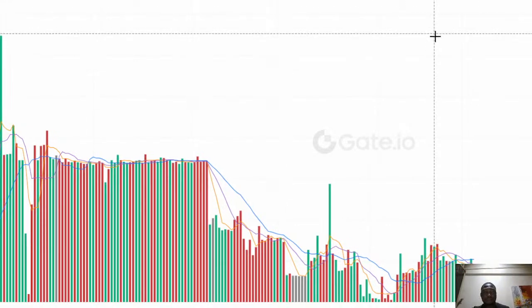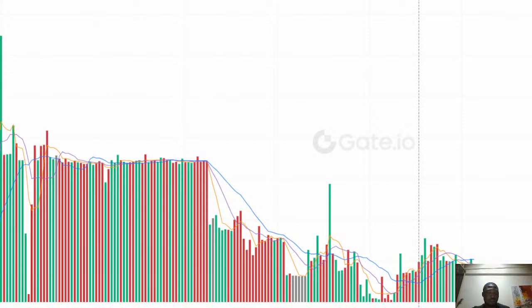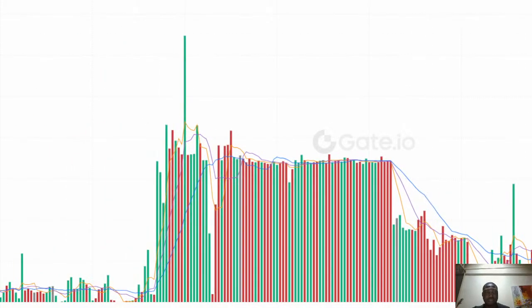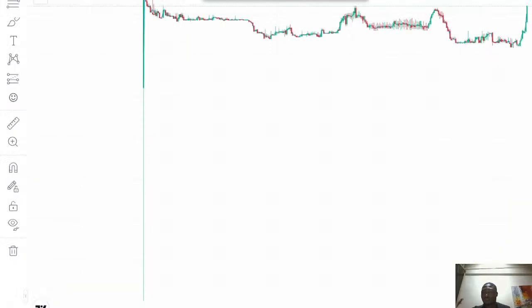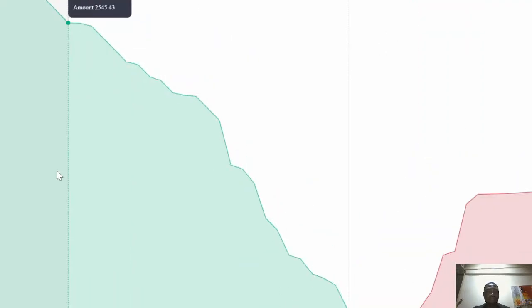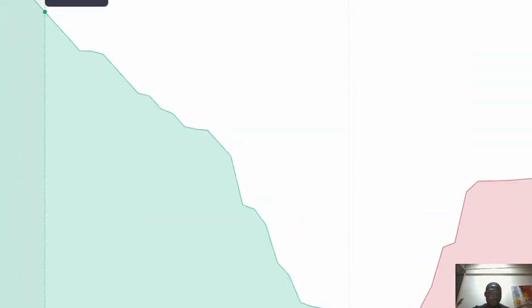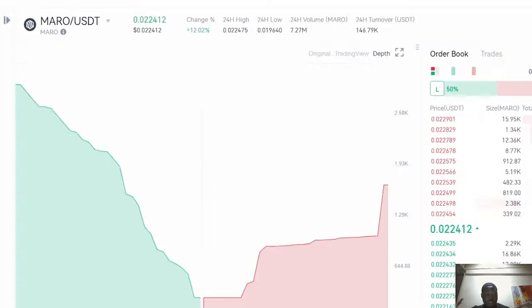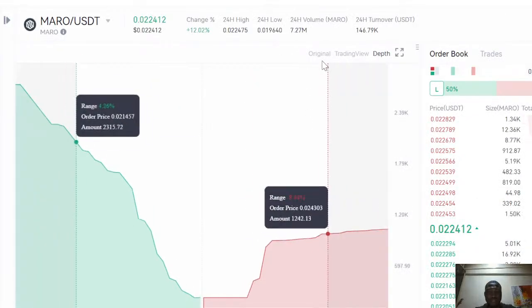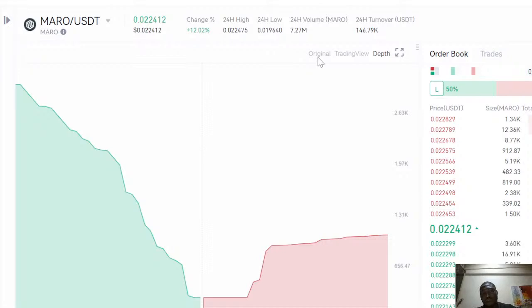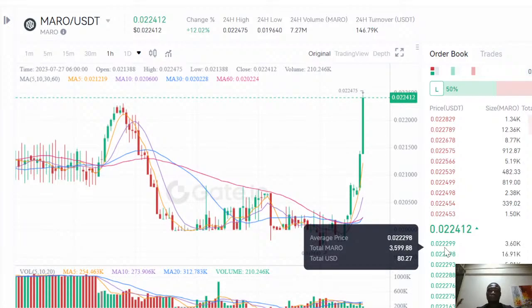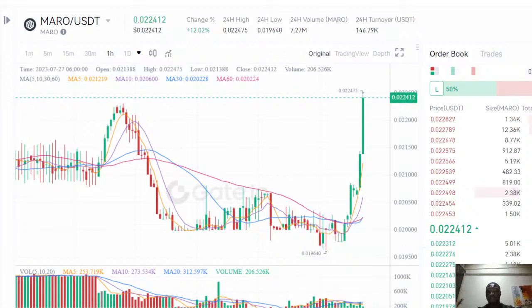Let's bring this down. Let's bring this down also. With this alone, you can see the buying pressure. You can see the range of buying pressure is more than the selling pressure. The people buying are more than the people selling. All these are important points that we need to take note of when trying to analyze the market. This is what the market is saying, and this is how we can invest into the market.